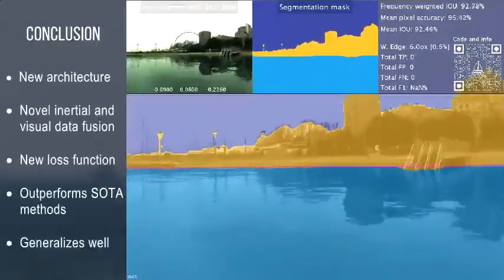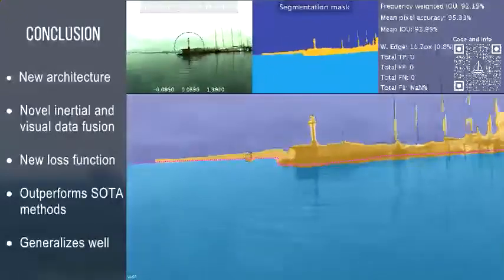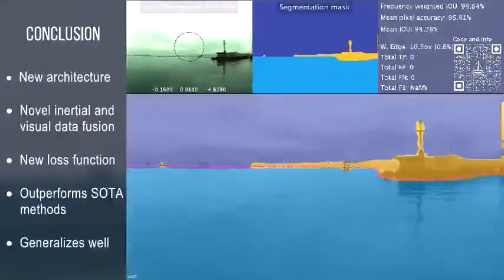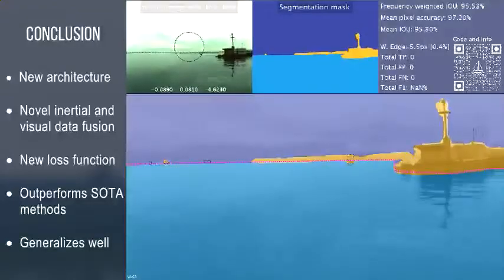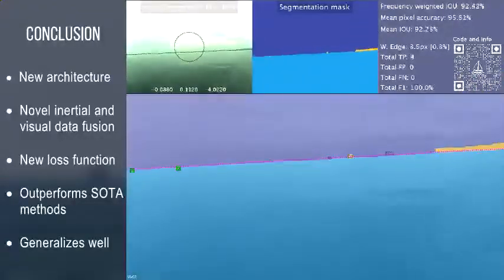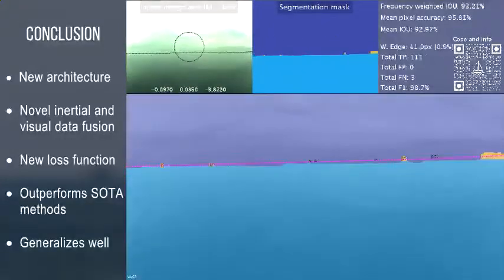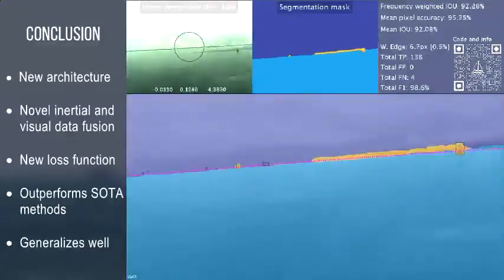So to conclude, we have proposed a novel deep segmentation architecture specifically designed for unmanned surface vehicles. It fuses inertial measurements and visual information in a novel way to constrain the location of the water component and achieve better segmentation in the presence of visual ambiguities.